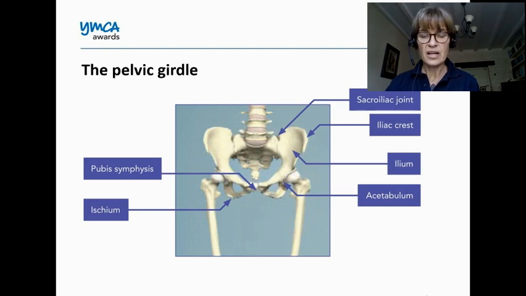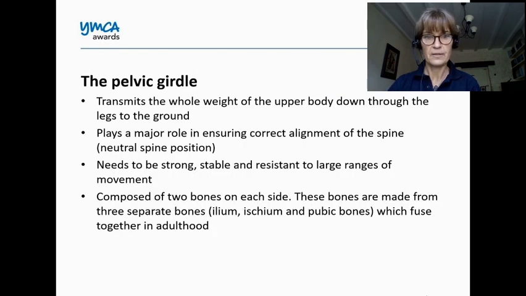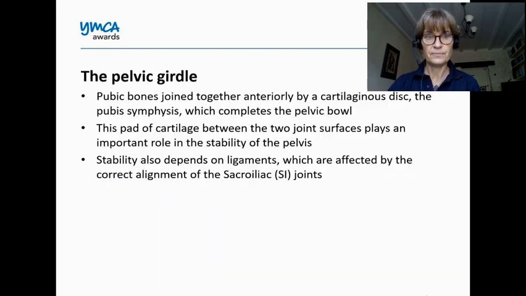And we have a cartilaginous disc here in the middle of the two pubic bones that allows a small amount of movement to ensure that the stresses can be transmitted appropriately. So as I've just said, we create a pelvic bowl by these three different bones that are fused together. And we'll look in a minute about the difference between the male and the female pelvis.